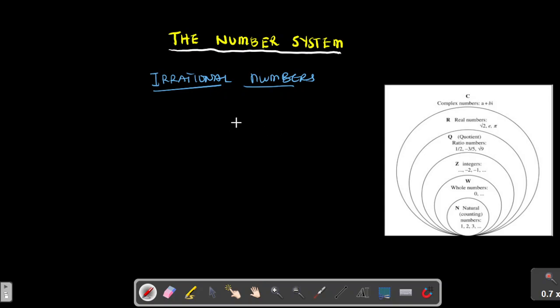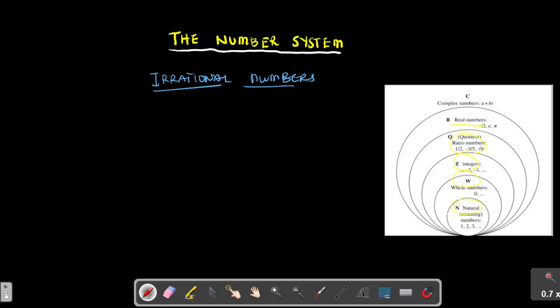In this lesson, I'll be taking you through irrational numbers. In our previous lessons, we've looked at natural numbers, whole numbers, integers, and rational numbers, and now we are looking at irrational numbers, which will bring us to the bigger set, real numbers.